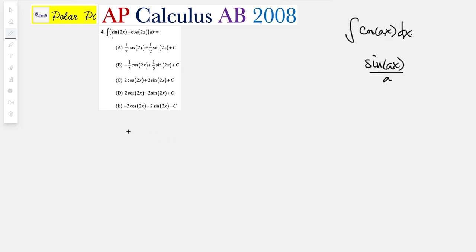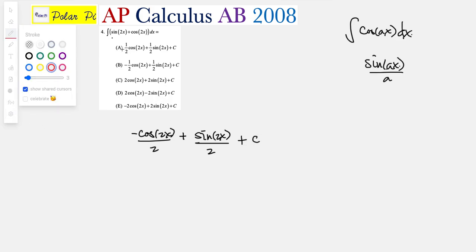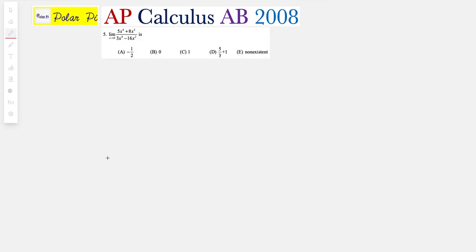So the correct answer, I'm just going to do this one real quick, is going to be negative cosine 2x divided by 2, and then plus sine 2x divided by 2, and then plus c. One of the answer choices should read that. And which one reads that? A, 1/2, B. And obviously dividing by 2 is the same as multiplying by 1/2, so let me double check. Yeah, that's the correct answer. Okay, cool. Making sure that my eyes aren't deceiving me.